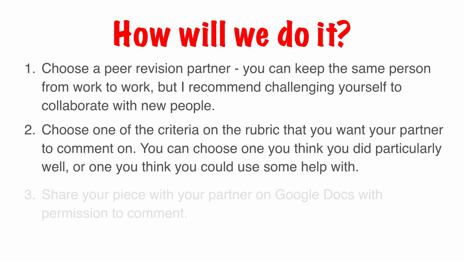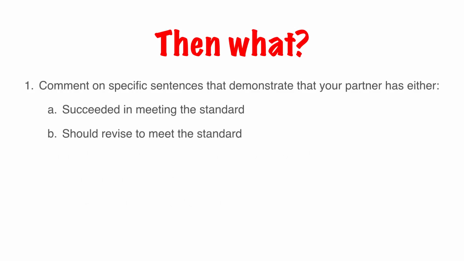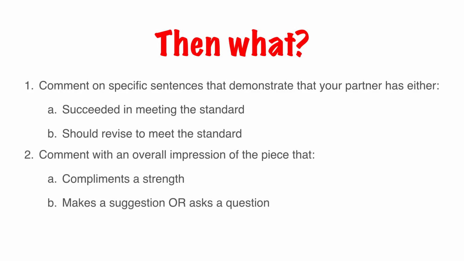And then you're going to share your piece with your partner on Google Docs with permission to comment so that they'll be able to collaborate with you on your piece. Once you've done this initial work, you're going to move on to stage 2. In stage 2, you're going to comment in 2 different ways. First, you're going to comment on the specific sentences that demonstrate that your partner has either succeeded in meeting the standard or should revise to meet the standard, and then you're going to comment with an overall impression of the piece that complements a strength and makes a suggestion or asks a question. So that in total, you're doing 2 different types of commenting.